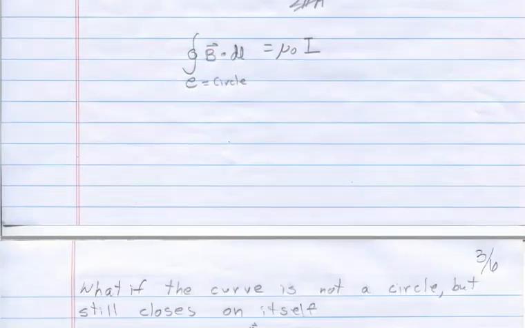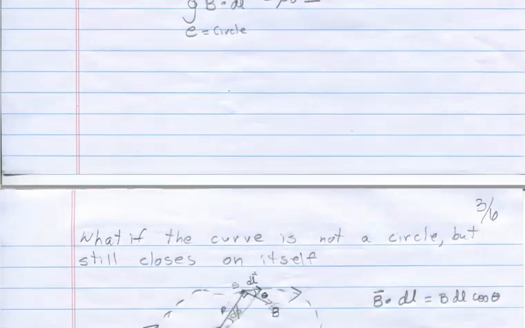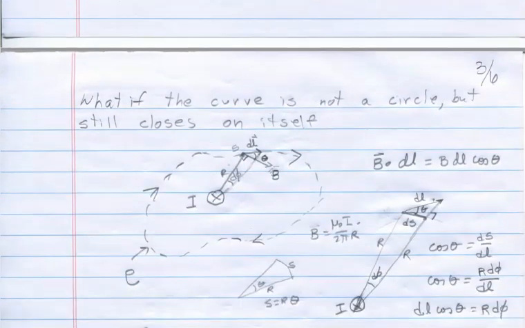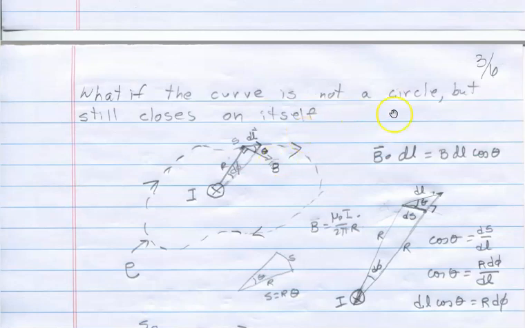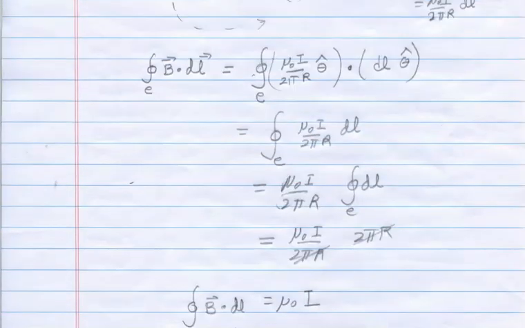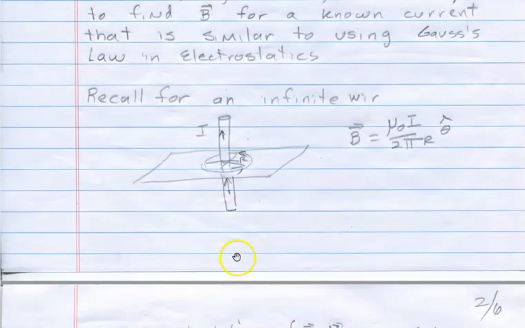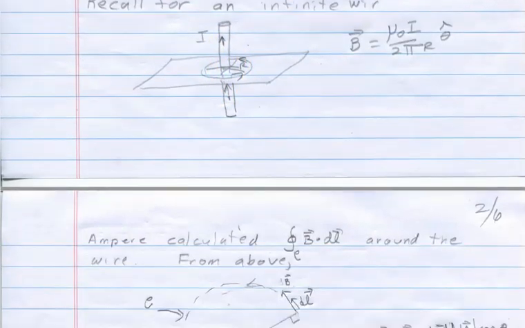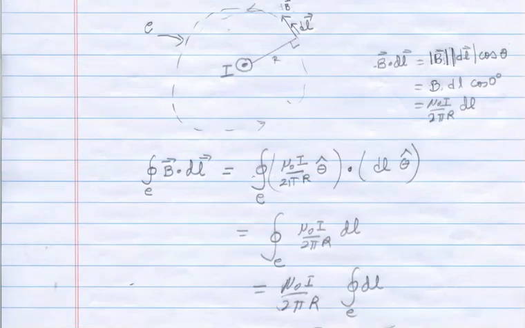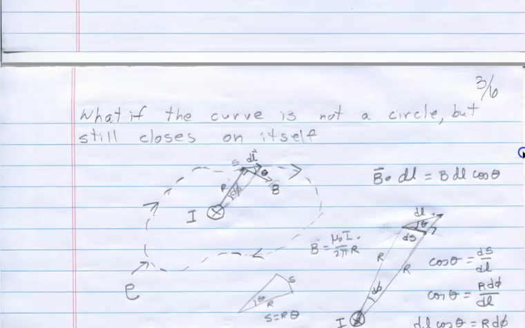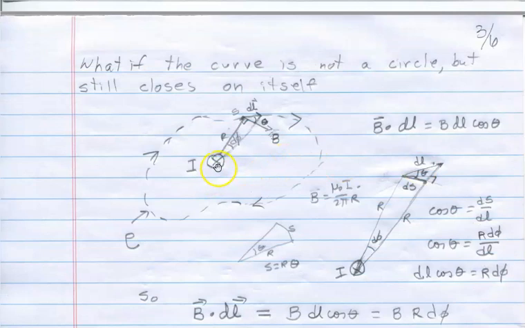Well, what if the curve that you choose is not a circle, but still closes on itself and still goes around the wire? And I'm going to look at it now in a different direction just to get a different perspective. I'm going to come up here and now I'll be looking from the bottom up. And if I look from the bottom up perpendicular to this plane, the current flow is away from me. And that's what I've got here. Looking from the bottom up, the current I is going away from me.